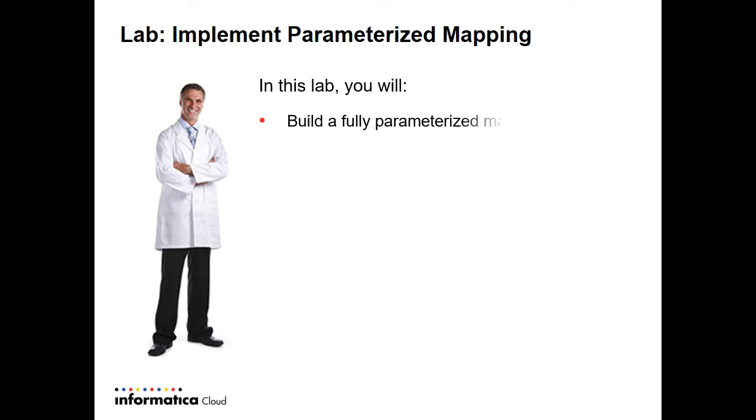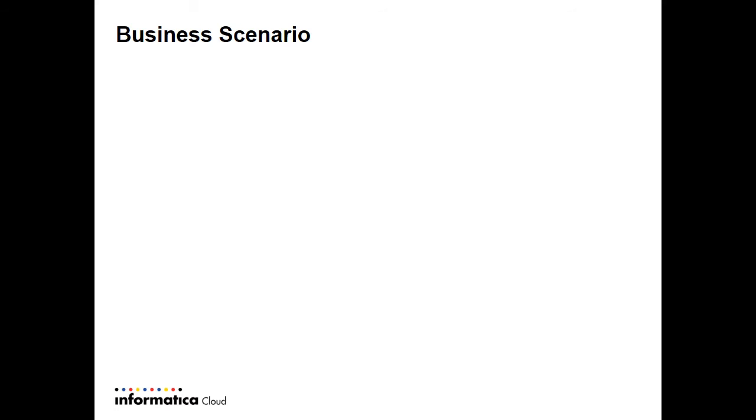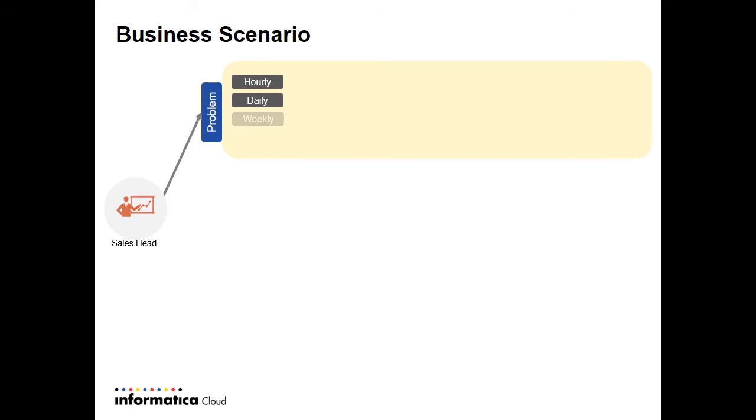In this lab, you will build a fully parameterized mapping, create a parameter file, and run an MCT using the parameter file. In a leading organization, the sales head used to analyze the latest trends of sales, profit, customer demand, investment, etc., daily, monthly, and quarterly. The sales head wanted hourly, daily, weekly, monthly, and quarterly reports as per the business requirements. Few of the data were maintained in flat files and others came from variant databases.